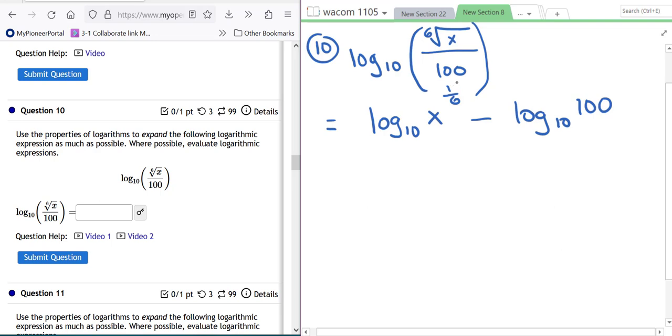On this one, the exponent will come down. So we have 1/6 times the log base 10 of x minus, this one will clean up because we can rewrite this as 10 squared.